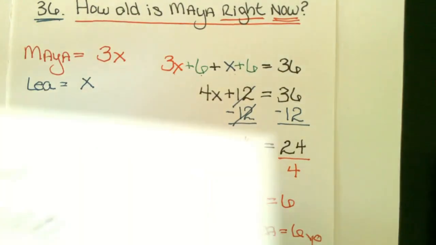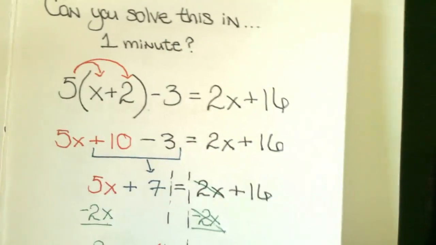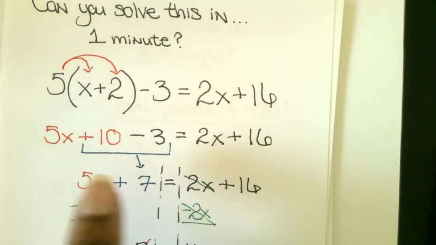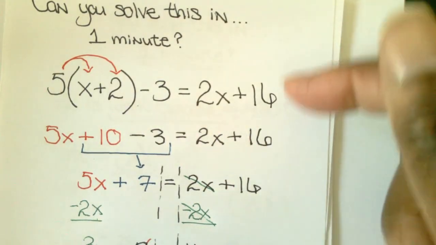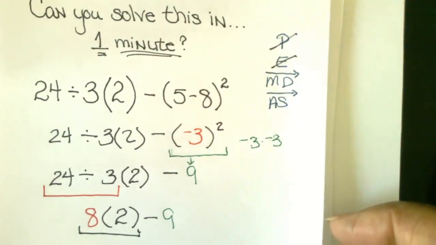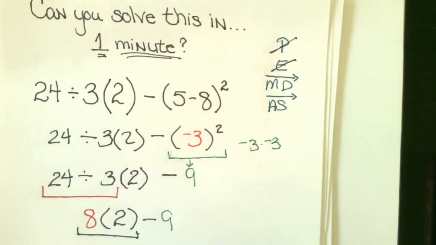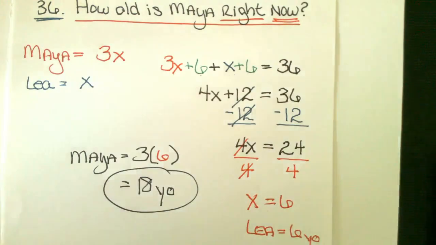But then we also worked on percentages. We also worked on solving equations when you have a variable on both sides of the equal sign with distribution. This is called a multi-step equation. We also worked on factoring, and we worked on order of operations. So we did quite a few things in a short amount of time.